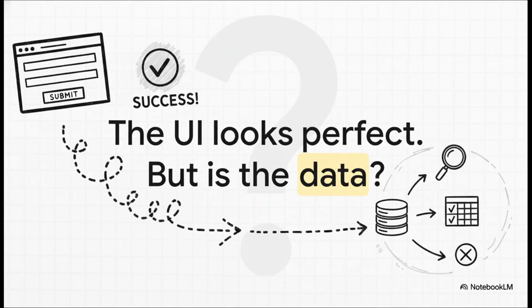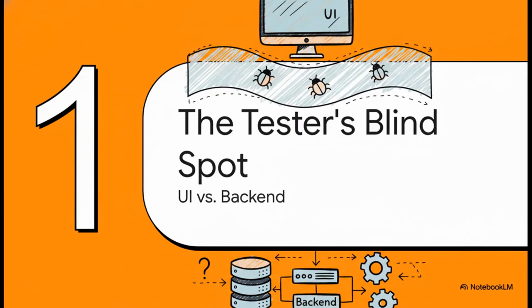You're testing a brand new registration form. You fill it all out, you hit submit, and this beautiful success message pops up. The user interface, it's flawless. But is the data okay? How do you really know, for sure, that what you typed in was saved correctly and completely without any hidden errors? And this right here leads us to what I like to call the tester's blind spot.